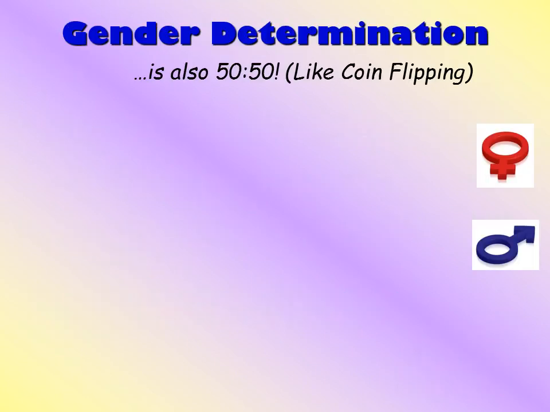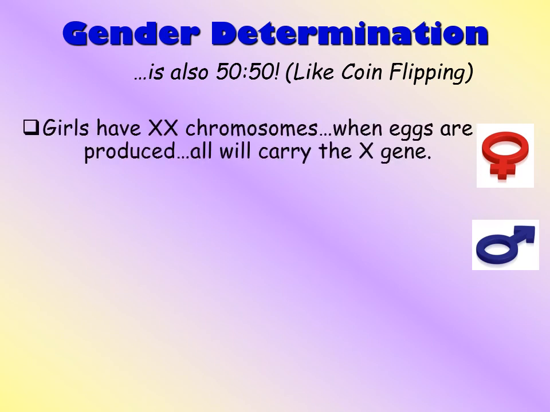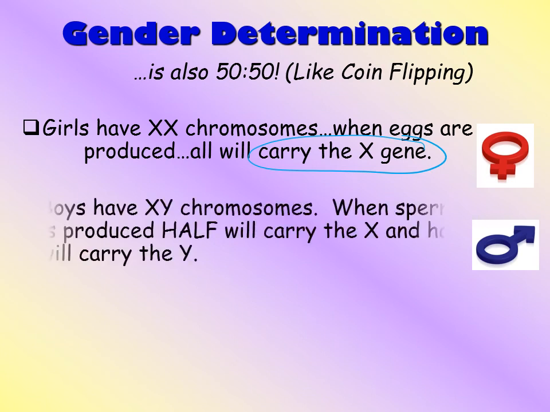We can also say that gender determination, being a boy or a girl, is also 50-50, like coin flipping. And we're going to use that to simulate gender determination in the next activity. If you remember, girls have 2 X chromosomes. So when the eggs are produced, all of them carry the X gene, because that's what moms pass on.